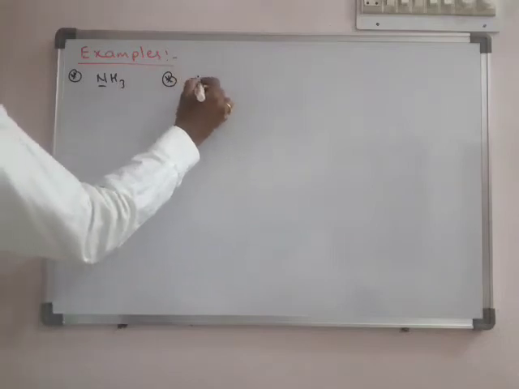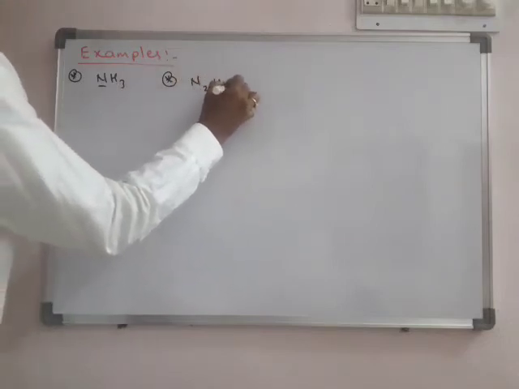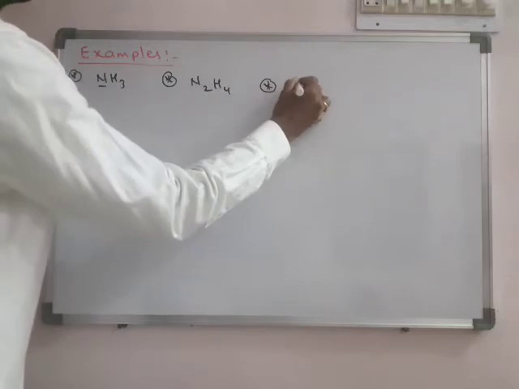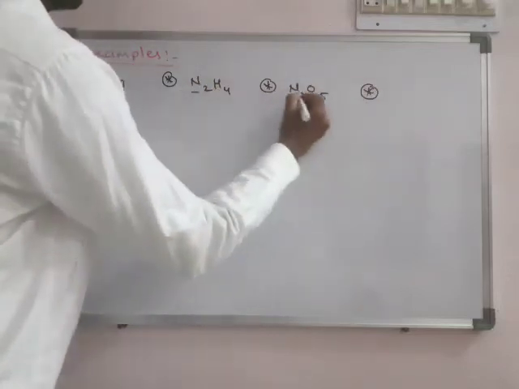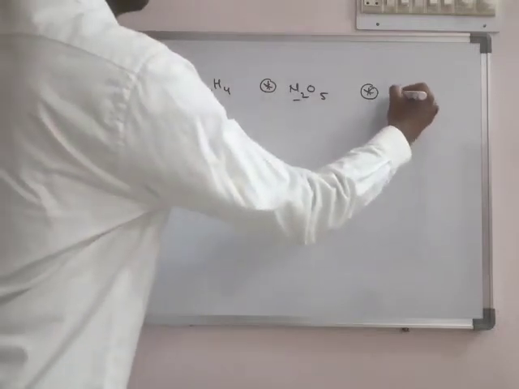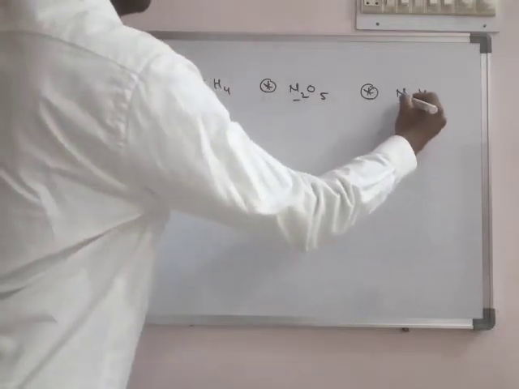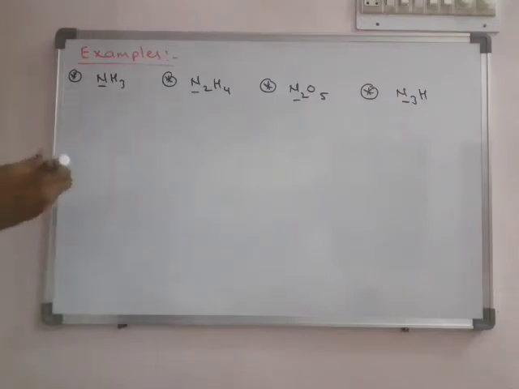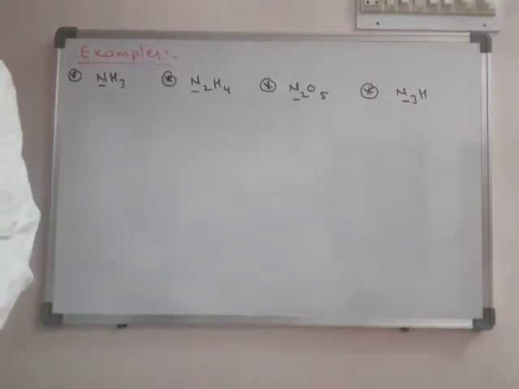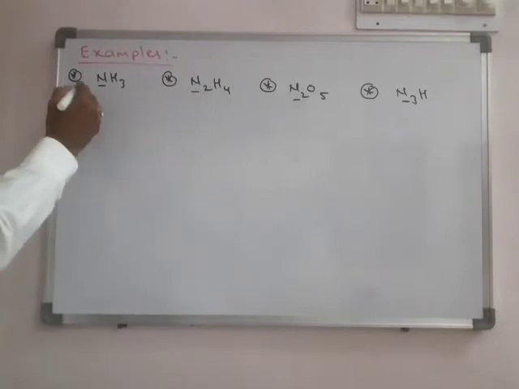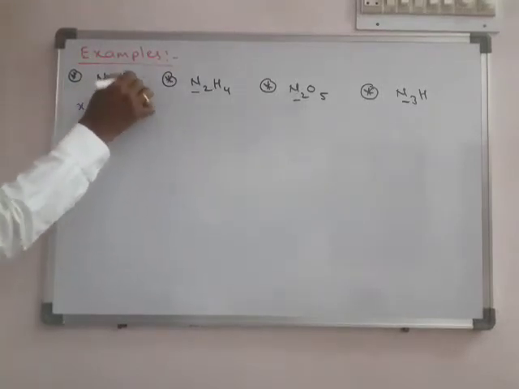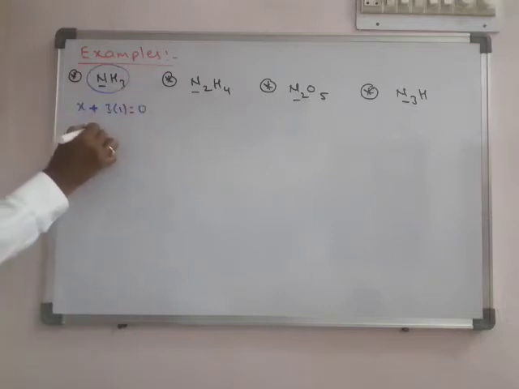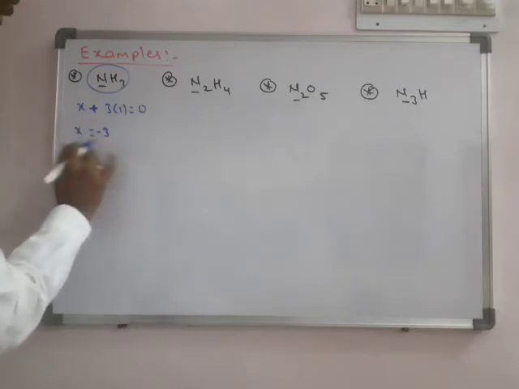Next, N2H4 and N2O5 and N3H. So calculate the oxidation number of nitrogen in these compounds. Okay, so nitrogen take X, 3 hydrogens. Hydrogen we know is 1, it's a neutral molecule, 0. So X equals minus 3. So the oxidation number of nitrogen is minus 3.